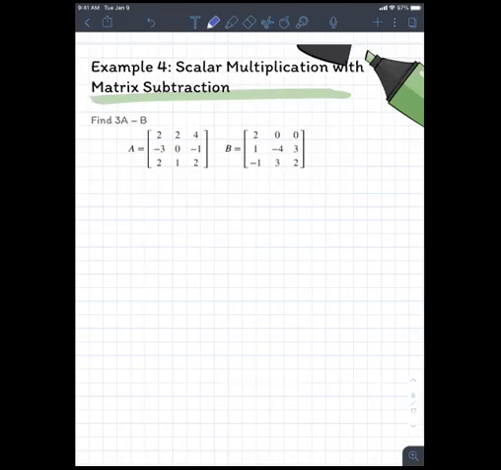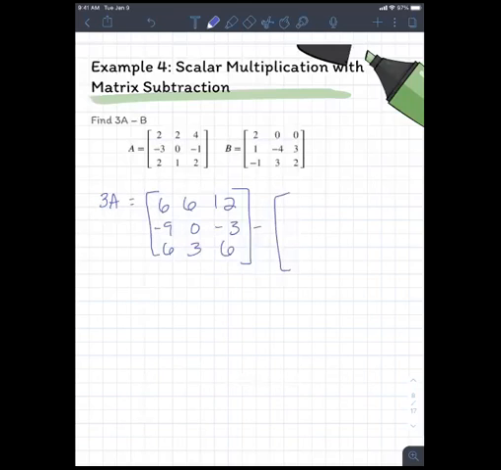Okay, it's 2:13. So we'll do 3A first. So that one earlier was 6, 6, 12, -9, 0, -3, 6, 3, 6, minus B, which is that same matrix 2, 0, 0, 1, -4, 3, -1, 3, 2.